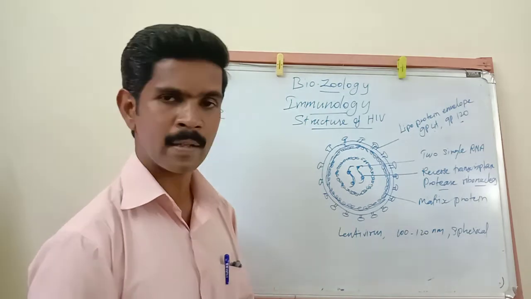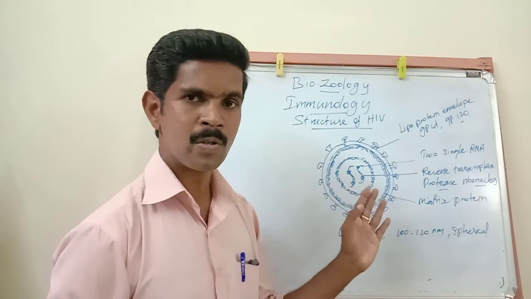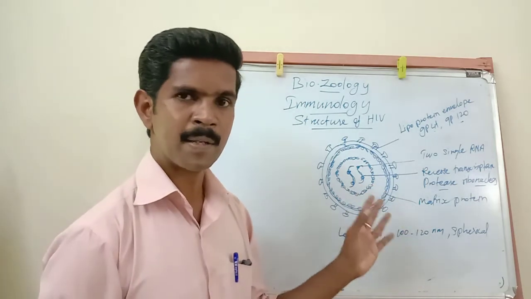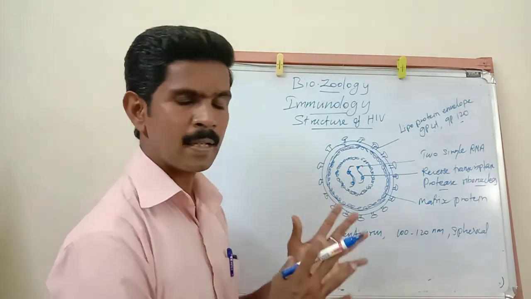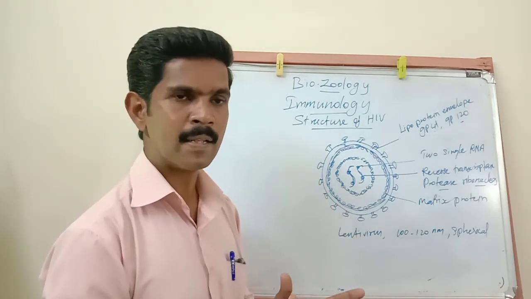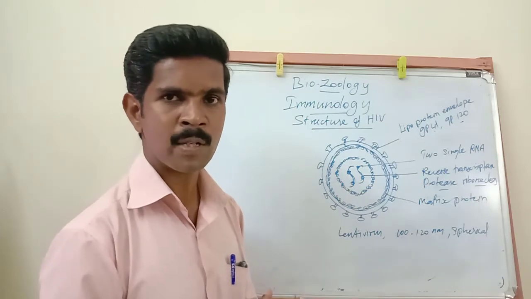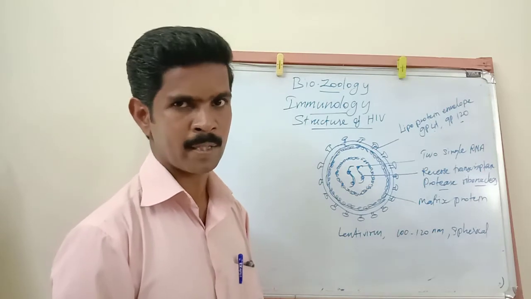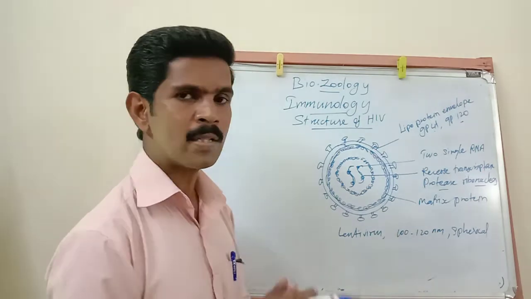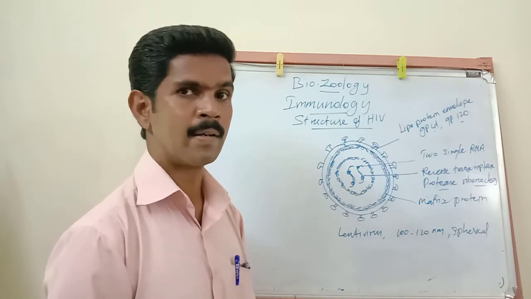So once again I repeat, the genus name is lentivirus, size 100 to 120 nanometer and the shape is spherical. The nucleus is present in the center region and on the outer surface there is an envelope, the lipoprotein envelope. It has two types of glycoprotein, glycoprotein 41 and glycoprotein 120. And the genetic material is two single stranded RNA.